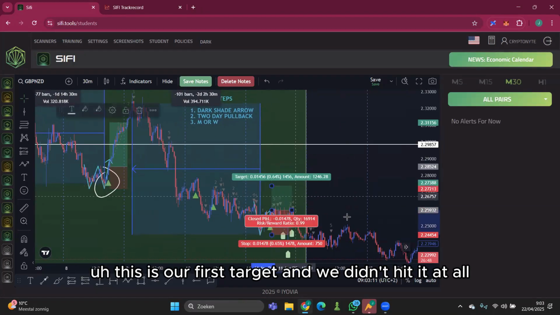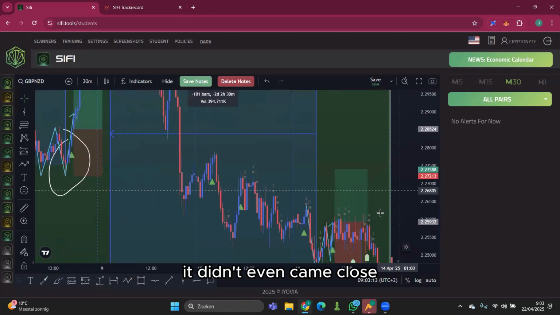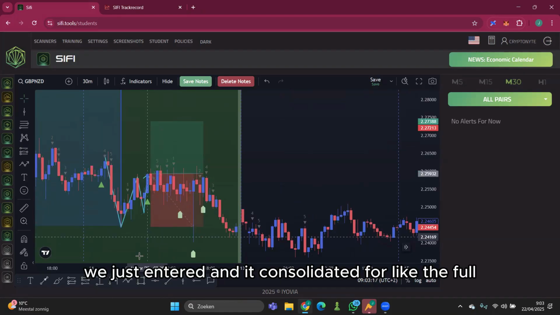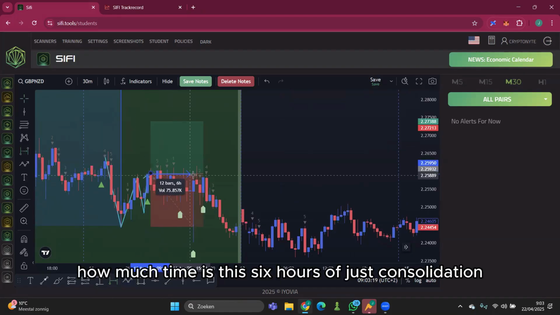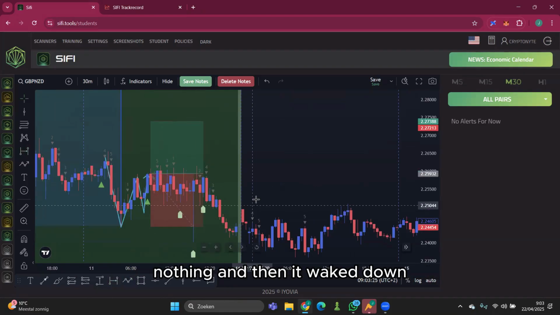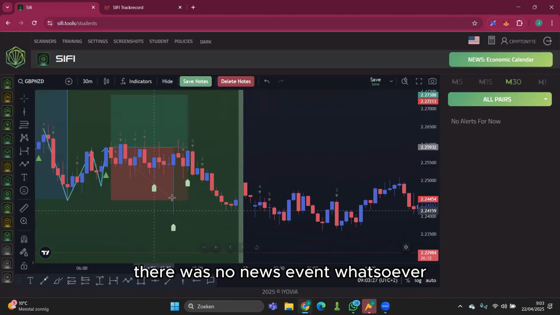This is our first target, and we didn't hit it at all. It didn't even come close. We just entered, and it consolidated for like the full, how much time is this? 6 hours of just consolidation, nothing. And then it wicked down. There was no news event whatsoever.